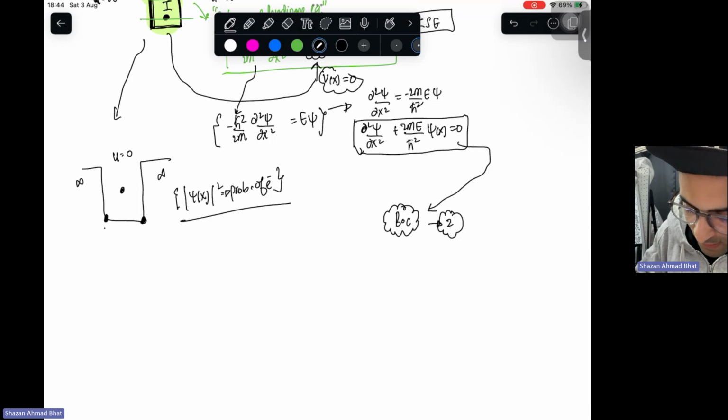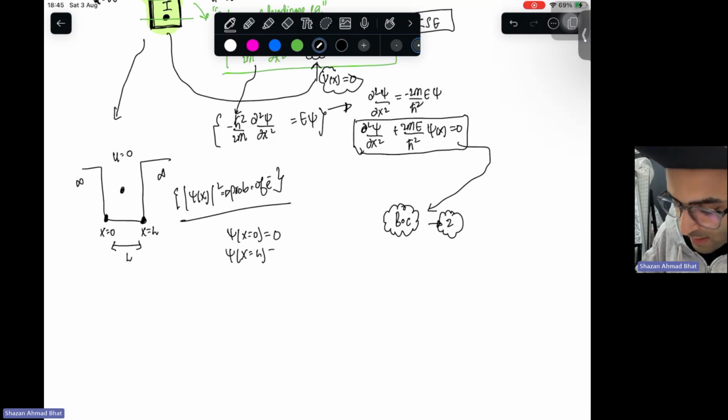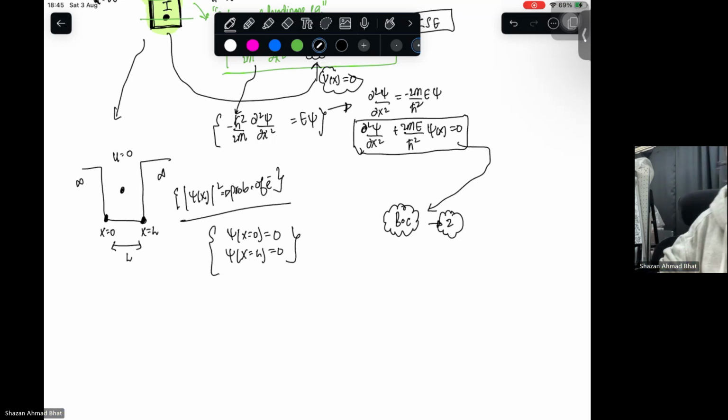So if this is x equals 0 and this is x equals L, then this is the overall width of the well, which is L. Then the boundary conditions are that ψ at x equals 0 is equal to 0 and ψ at x equals L is equal to 0. So this is the boundary condition.